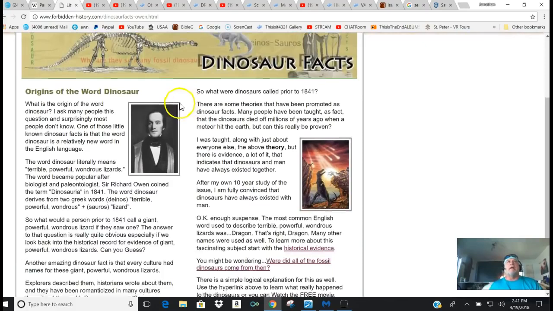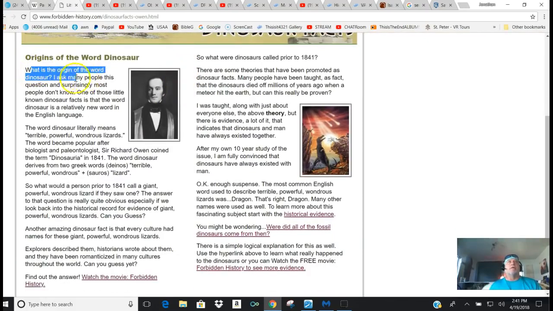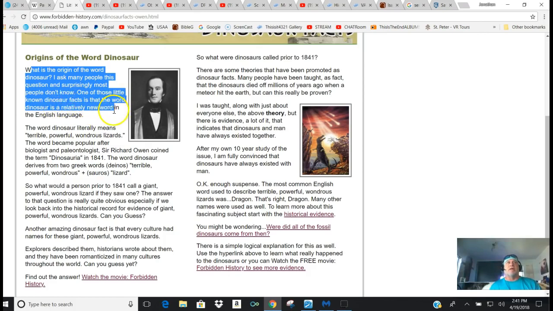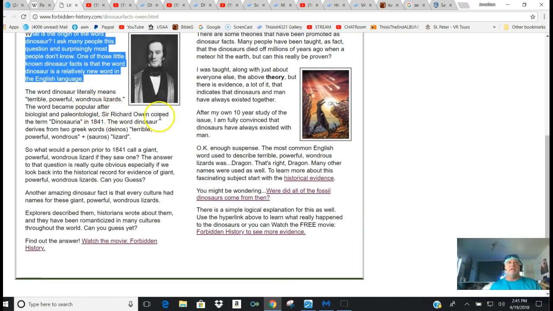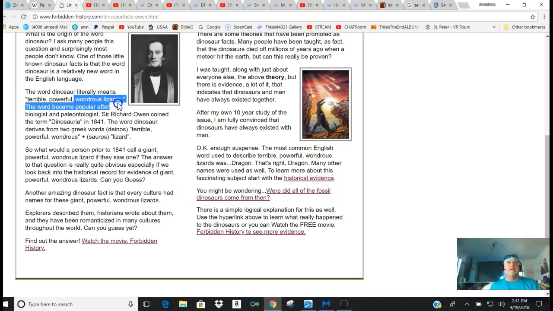Origins of the word dinosaur. What is the origin of the word dinosaur? I asked many people this question, and surprisingly, most people don't know. One of those little known dinosaur facts is that the word dinosaur is a relatively new word in the English language. The word dinosaur literally means terrible, powerful, wondrous lizards. The word became popular after biologist and paleontologist Sir Richard Owen coined the term dinosauria in what?